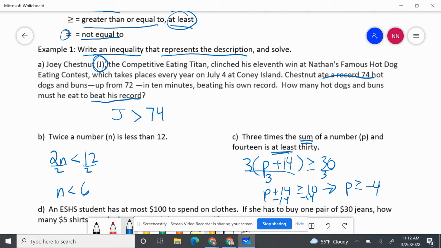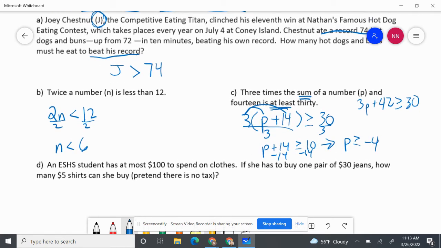Now, you could have also distributed the 3 to each of the terms and gotten 3p plus 42, and done the same thing to get the same answer. Sometimes what I like to do when I see parentheses is just get rid of them right away if it goes in evenly. If this number was like 31 and I got a fraction, I definitely would be distributing the 3 instead of dividing by 3 at the beginning.